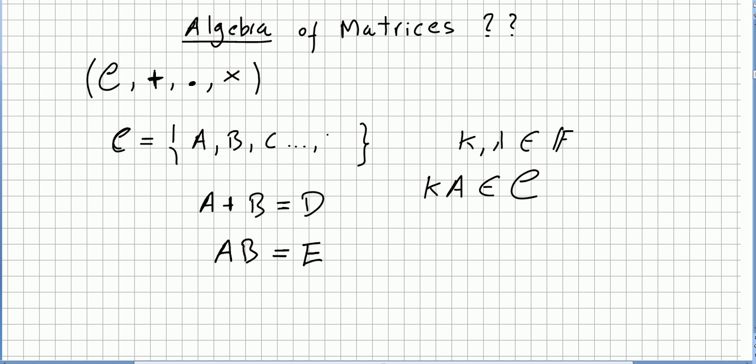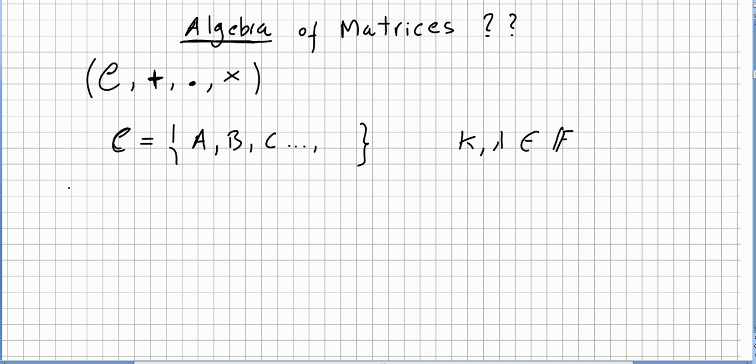So if this happens, if I have a set of matrices closed under matrix addition, closed under scalar multiplication, and closed under matrix multiplication, then we can say that this is an algebra of matrices.